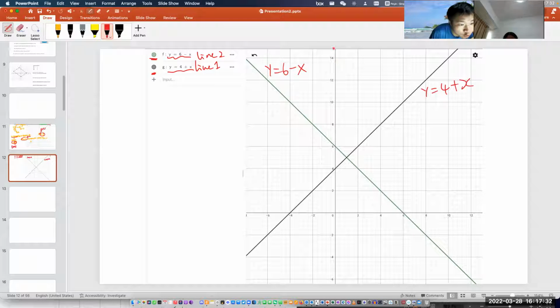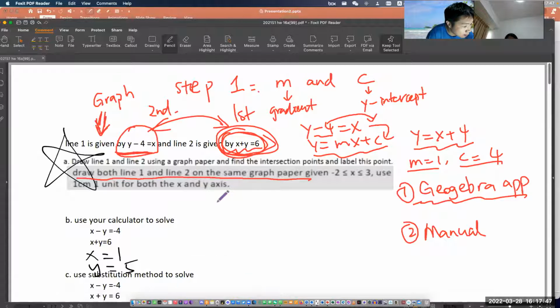And then what you need to do is label this is your y axis, this is your x axis. So if you want to use the GeoGebra app to graph any equation, this is the way. But I think for this question, there is something you need to take note. It says draw both line 1 and line 2 on the same graph paper.